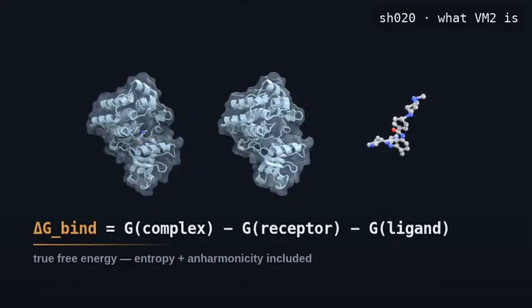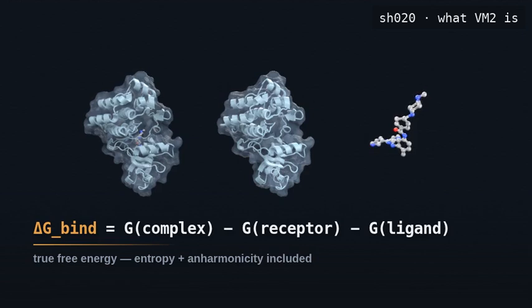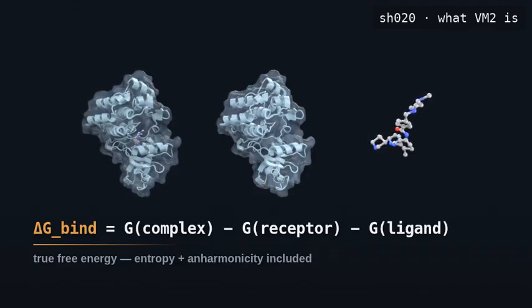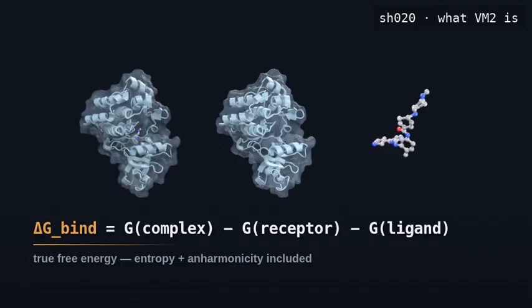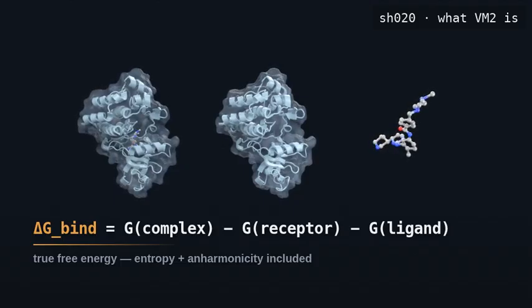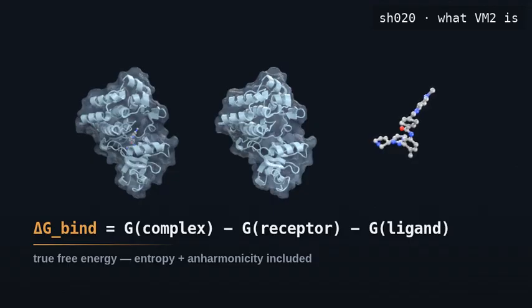VM2 is VeraChem's second-generation mining minima method. Instead of scoring a single docked pose, it searches out the important energy minima of the complex, the free receptor, and the free ligand, then Boltzmann weights them into a real free energy for each. Subtract, and you get delta G bind. Because it computes entropy and anharmonic terms directly, VM2 returns true free energies, not interaction scores. And unlike FEP, it needs no shared topology, so you can swap functional groups freely.